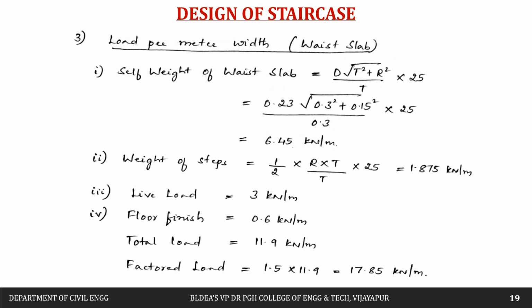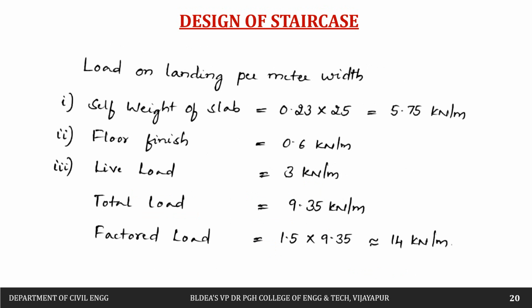Then next, we'll calculate the weight of these steps, that is half into r into t divided by t, multiplied by 25. If you substitute riser and tread values, you'll get 1.875 kilonewton per meter. Then we have live load, that is 3 kilonewton per meter, and floor finish, 0.6 kilonewton per meter. If we add up, total load will be 11.9 kilonewton per meter. For factored load, we multiply by 1.5, that will be 17.85 kilonewton per meter.